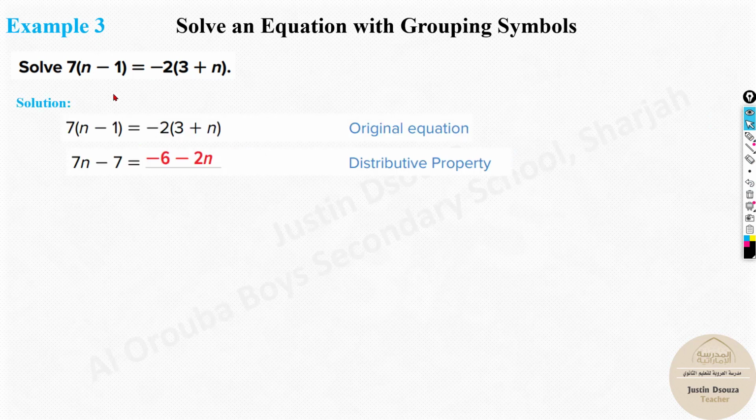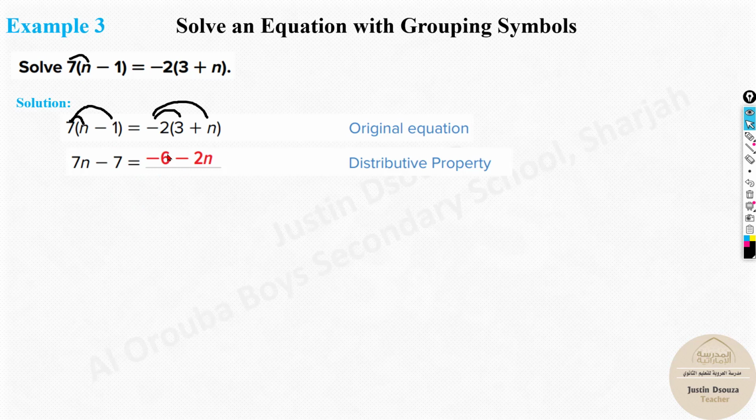Over here you can see the original expression, right? But now the distributive property means you need to multiply 7 with n, that is 7n, and 7 with minus 1, that is minus 7. And what about this minus 2? Minus 2 times 3 is minus 6. Minus 2 times n is minus 2n. This is crucial. Remember, not just multiplying. Sometimes you might be confused and you will do minus 2 times 6 and only plus n. This is wrong. You must multiply both these terms. Okay? This is distributing. This is what it is.